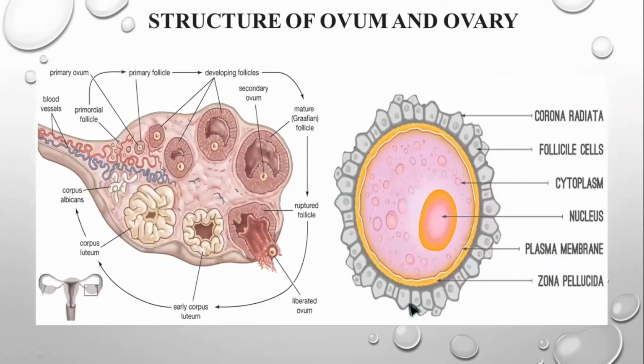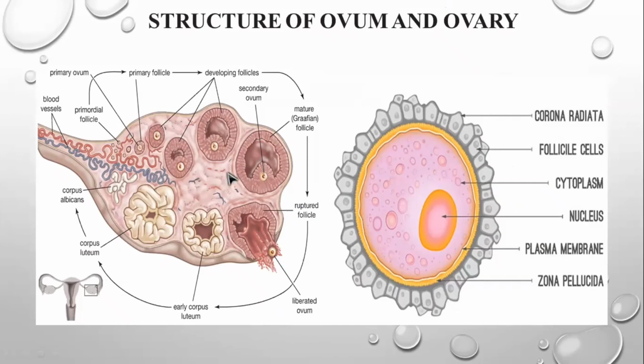Right. Next we're going to see the structure of the ovum and the ovary. Okay, so this is going to be your ovary, and this is going to be your ovum. The ovum here is the secondary oocyte. I'm enlarging this one into this. This is what you see right here.